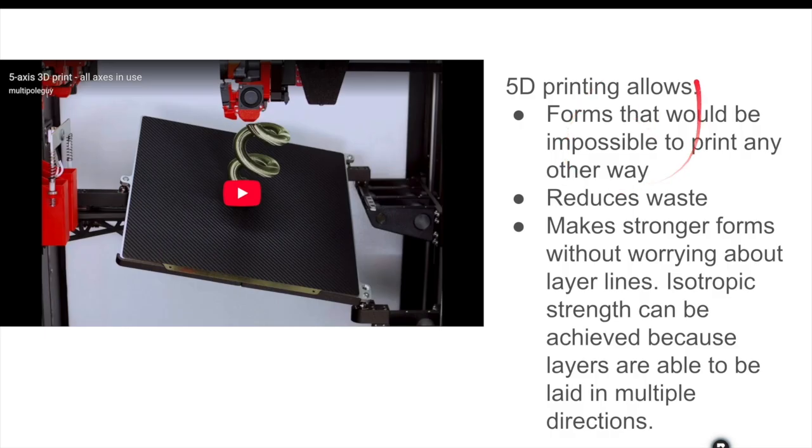So you can see the 5D printing allows you to create forms that would be impossible to print in any other way. It reduces waste because you only print the material that you actually need. There's no wasting of the material or subtractive materials and chips coming off of something. So it reduces waste, and you can make stronger forms without worrying about those layer lines. So this is called isotropic strength, and this can be achieved because the layers are able to be laid in multiple directions.